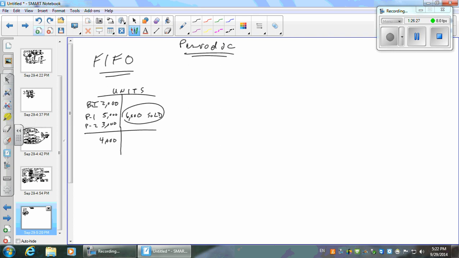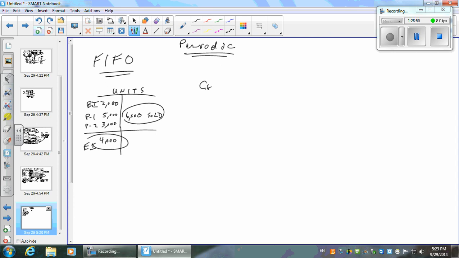This is what cost of goods sold is going to be. This is for units, right? And this is what ending inventory is going to be. Does everybody agree with that? Okay. Then we're just going to convert it to dollars. What do we have? They want ending inventory and cost of goods sold. Okay, so here we go.